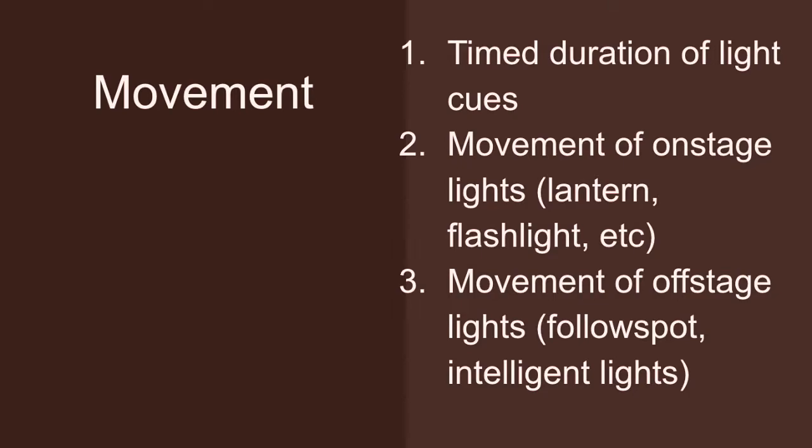Next, we have movement. Movement is the time duration of light cues. It's also the movement of onstage lights, lanterns, flashlights, etc. And three, movement of offstage lights like follow spots and intelligent lights.